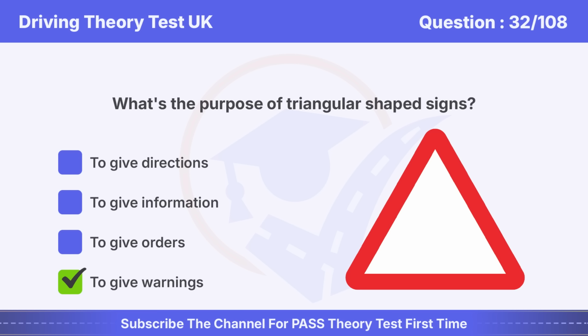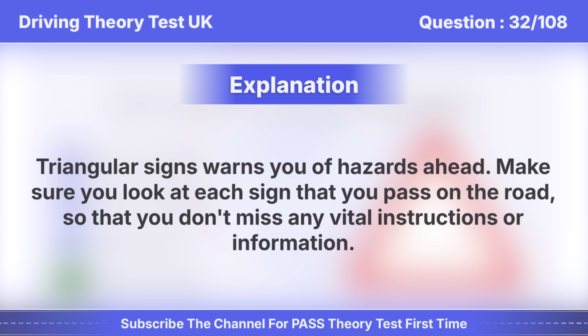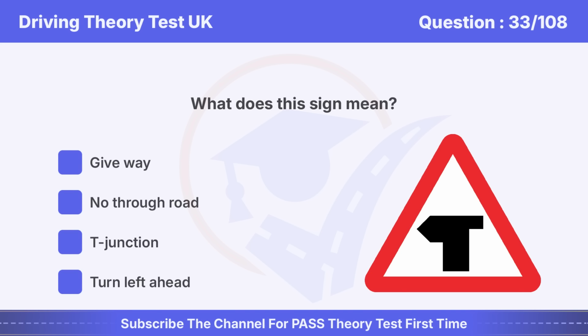Answer is D. To give warnings. Triangular signs warn you of hazards ahead. Make sure you look at each sign that you pass on the road, so that you don't miss any vital instructions or information. Question 33. What does this sign mean?